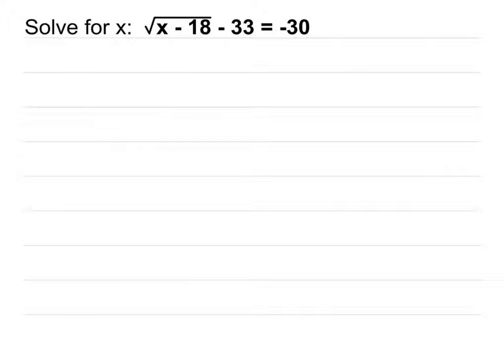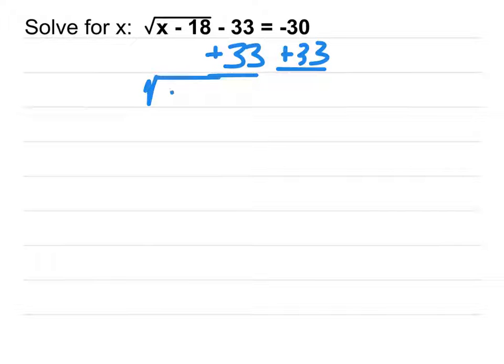All right, so first step, remember, is to isolate the square root. So in order to do that, that means getting rid of the 33. So I'm going to add 33 to both sides. When we do that, the square root on the left side is as it always was. It's x minus 18. Equals, now negative 30 plus 33, you should get 3 there.